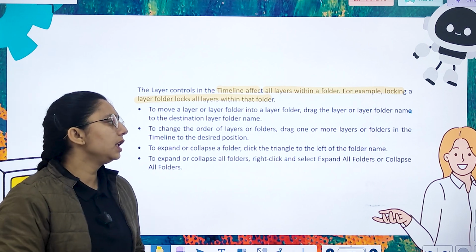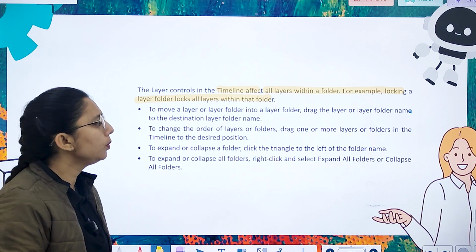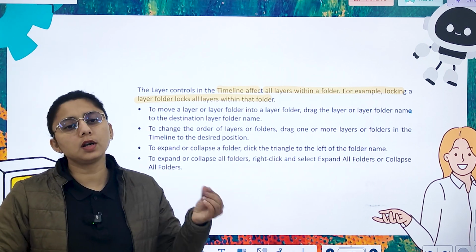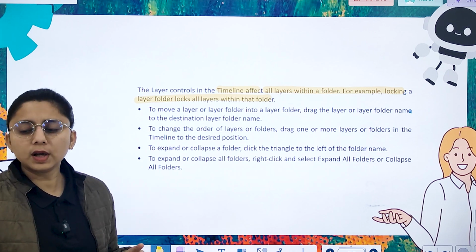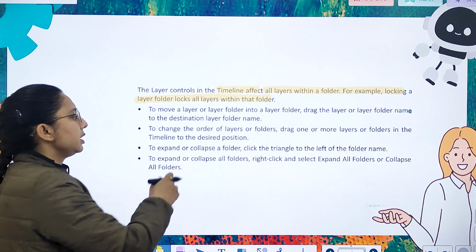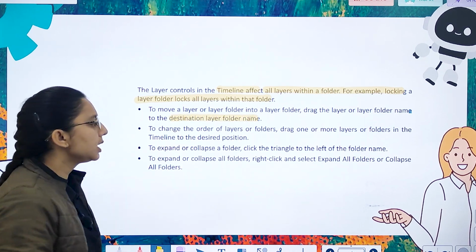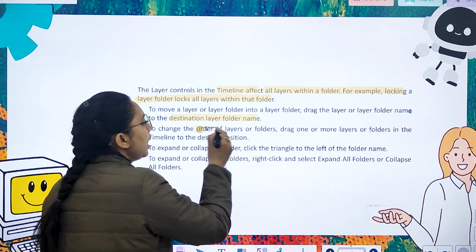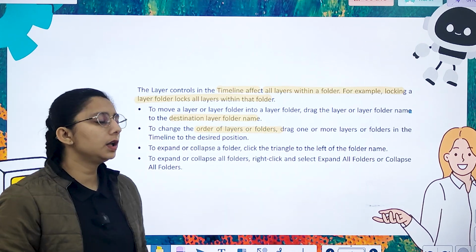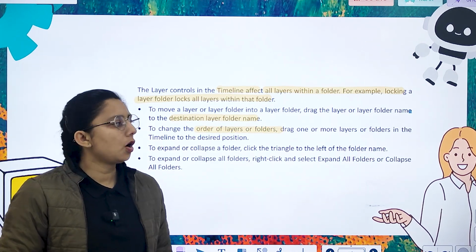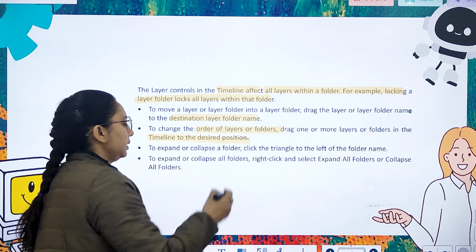To move a layer or layer folder into a layer folder, what will you do? You will drag the layer or layer folder to the destination layer folder name. To change the order of a layer or folder, you will drag one layer or layer folder in the timeline.